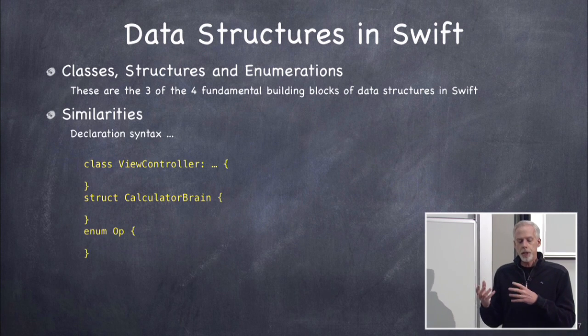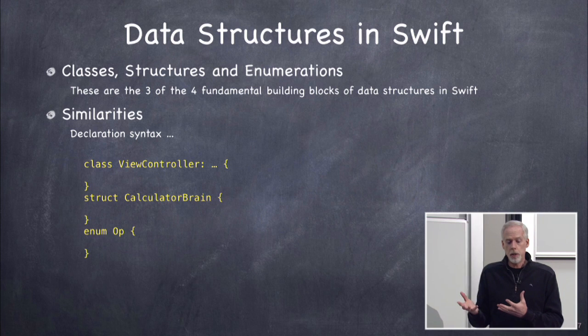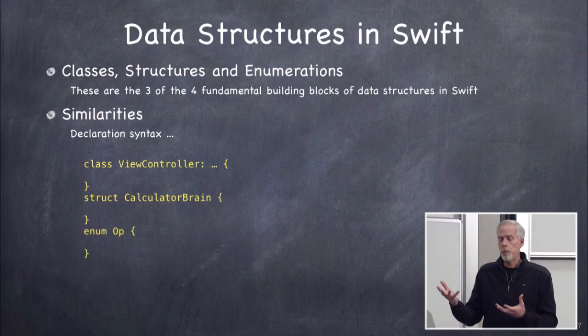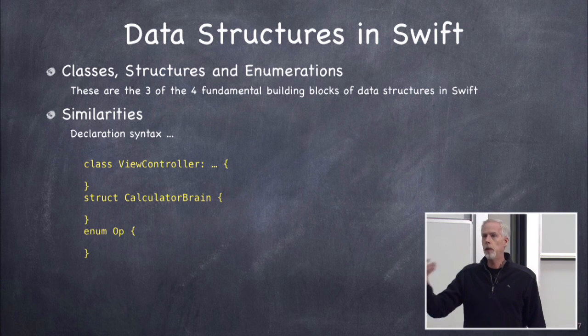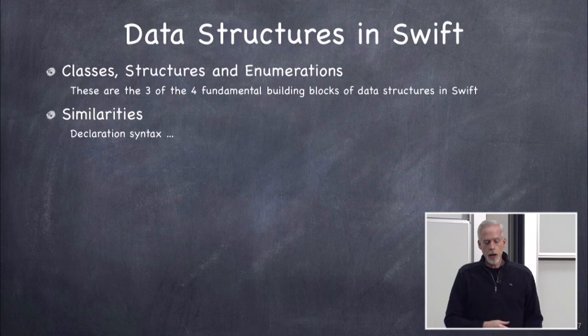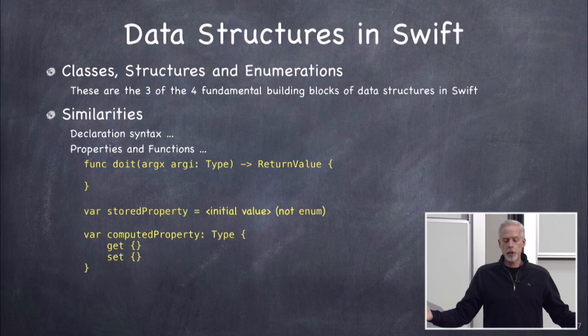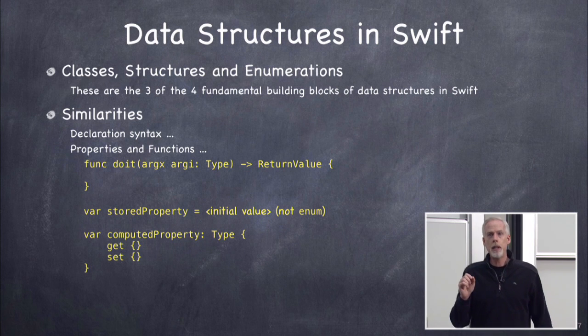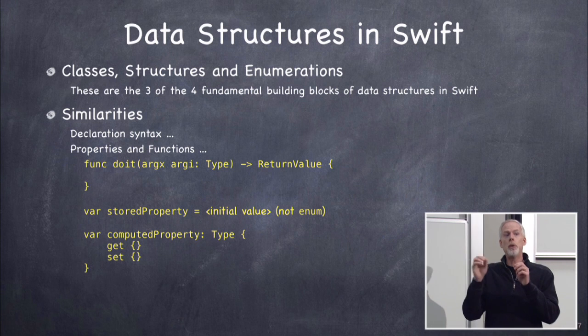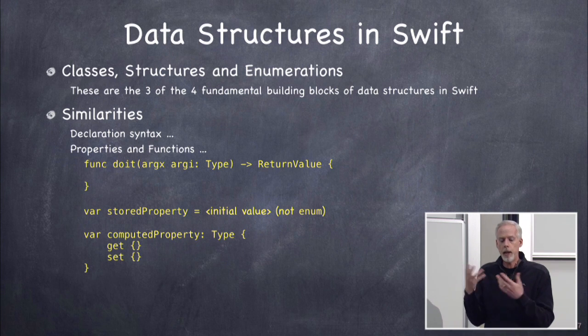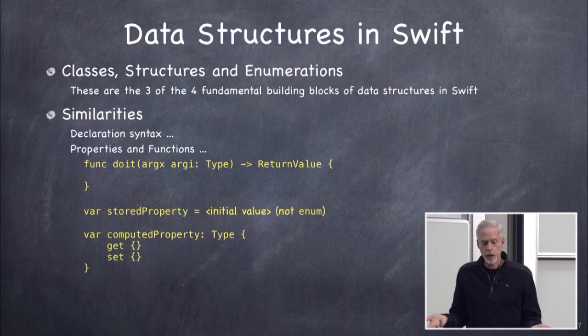So what's the same? They're declared very, very similar. They have a different keyword, but they're almost exactly the same. The only difference really is that a class can specify a superclass. Otherwise, they're declared exactly the same. They can all have properties and functions. The only thing here is that there cannot be any stored properties in an enum. Enum keeps any data it has in associated values. So it can't have any stored properties. But it could have computed properties, and they certainly all can have functions.